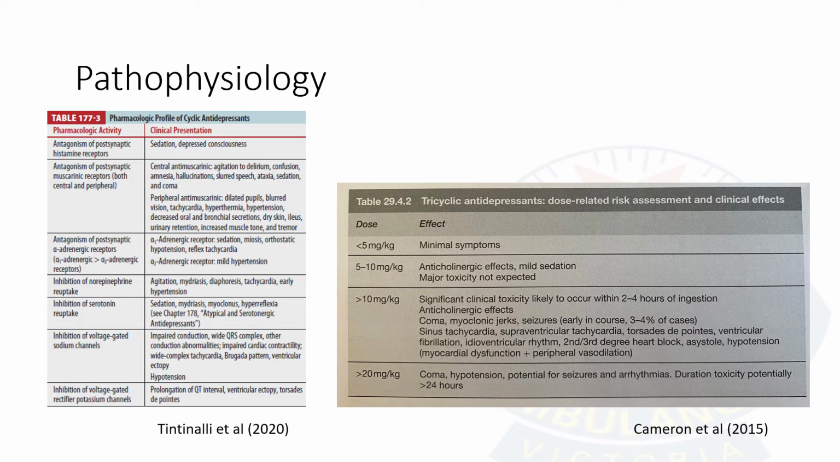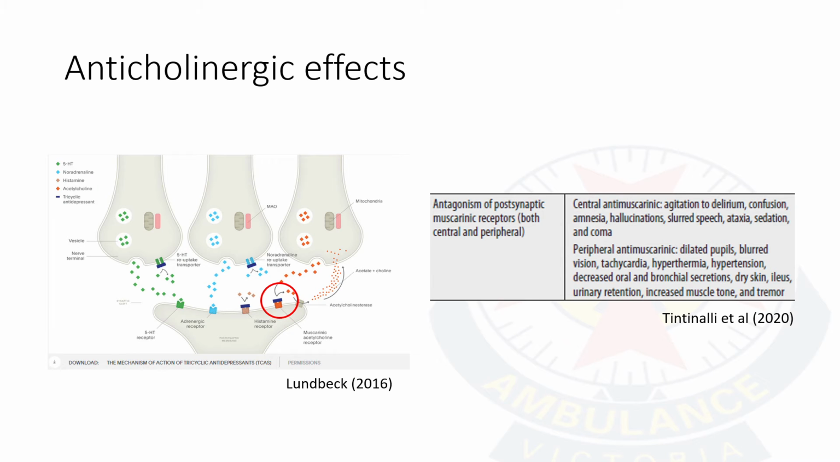What we can also see from this table is that TCA overdose tends to have 3 common areas of concern: the anticholinergic effects, the neurotoxic effects, and the cardiotoxic effects. The anticholinergic effects stem from excess tricyclic antidepressant binding to the muscarinic receptors, preventing acetylcholine exerting its effect. This leads to anticholinergic response.